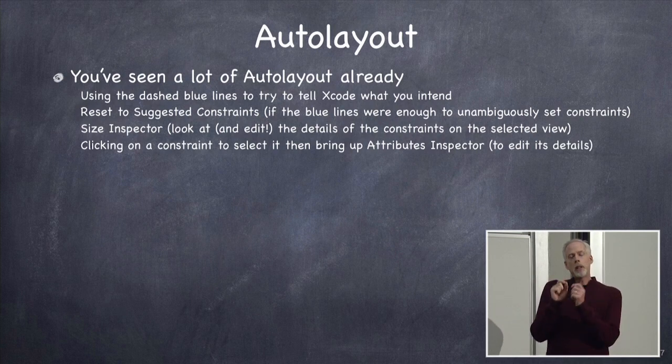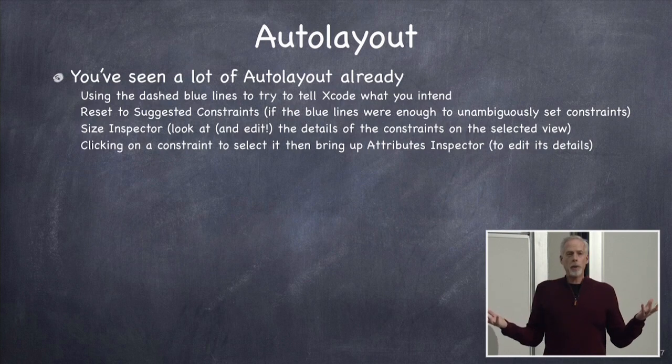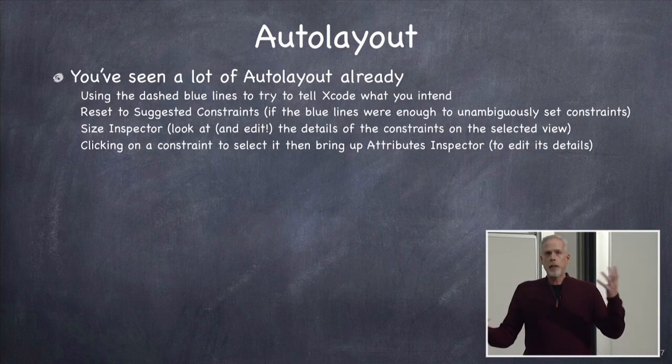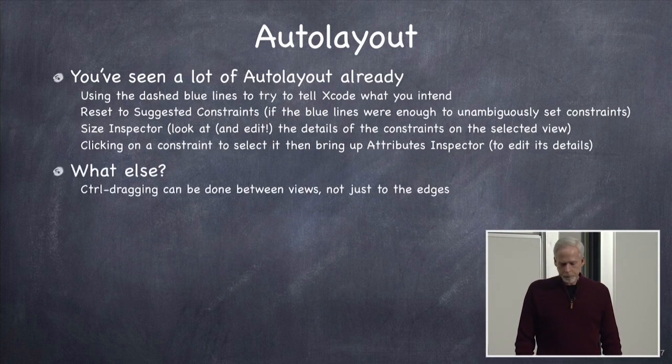You also know that you can click on the constraint itself, right? The little I-beams or whatever, you can click on them and bring up the inspector on them, and you can see a lot of detail about them. You know, what the constants are, what's on either end of them. In other words, what the two things involved in the constraint are. So you already know that as well.